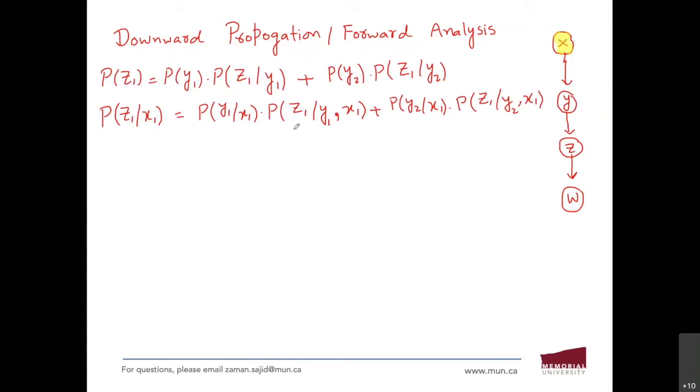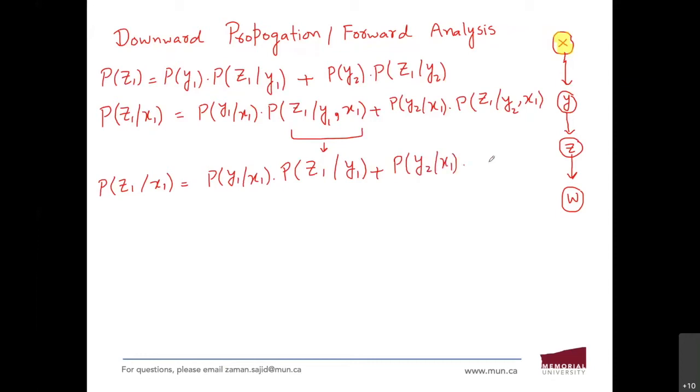Now, in this relationship, if you see here, Y is the parent of Z. However, it is not for X. So using the Markovian condition, I can write this as the probability of Z1 given X1 equals the probability of Y1 given X1 times, because Y is the parent of Z, I can eliminate my X1 from this. That's what it gets converted to. Plus Y2 given X1 times, the same is true for this term as well, the probability of Z1 given Y2.